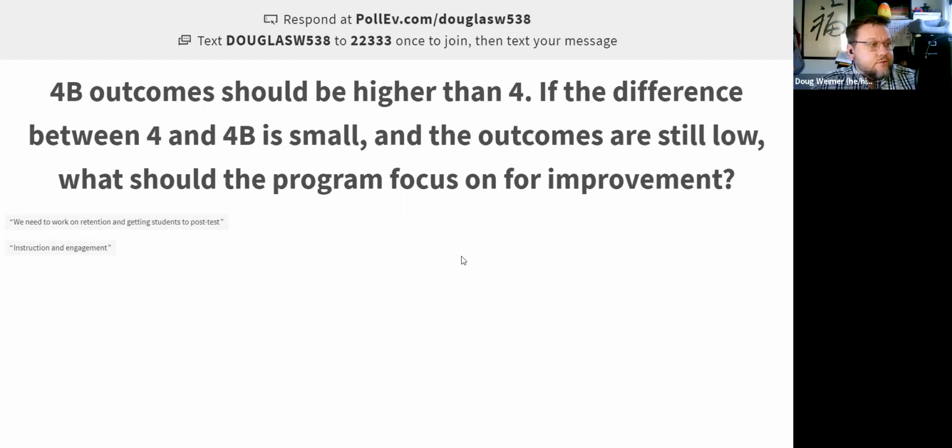Okay, so I see instruction and engagement. Someone else said we need to work on retention and getting students to post test. Now, I want to stop there on that one. This is why I want to bring this one out, because we're talking about 4 and 4B, comparing the two. And if table 4 and table 4B outcomes are almost the same, it's actually not about the post test, because the 4B students made it to post testing and they still didn't have a very good outcome. So making it to post testing actually isn't the consideration here. It's always something to improve upon, of course, but that's probably not what we're looking at for this particular example.